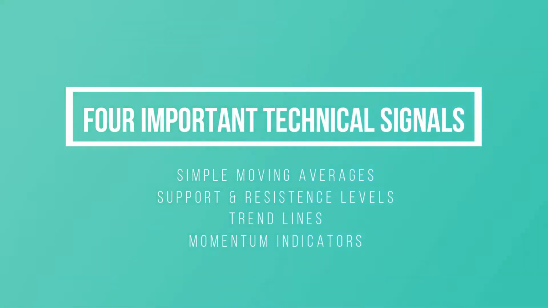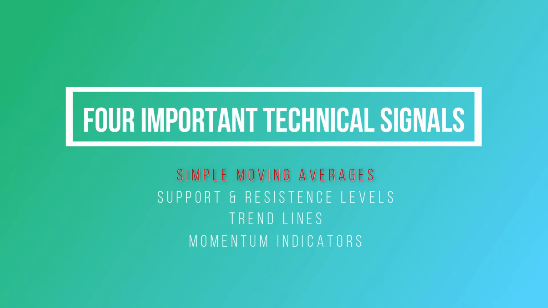Instead, technical analysts focus on the study of price and volume. Okay, so there are 4 super important technical signals that you'll need to learn if you want to read a stock chart. Number 1, simple moving averages, or SMA for short.